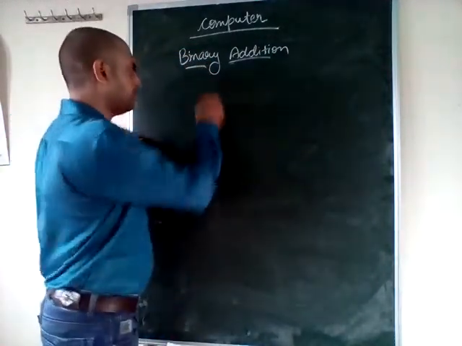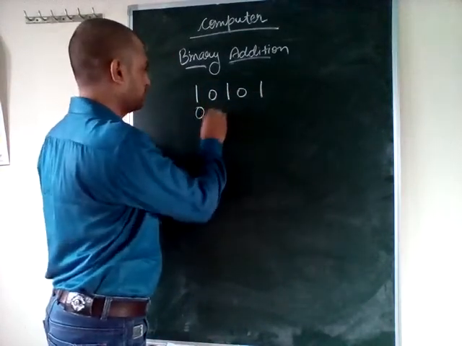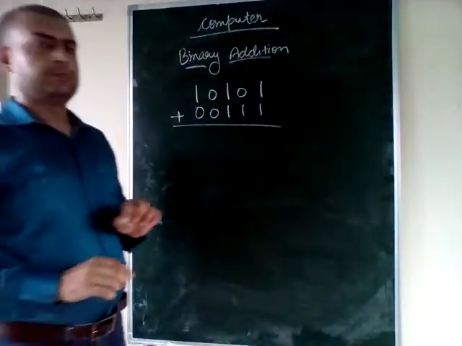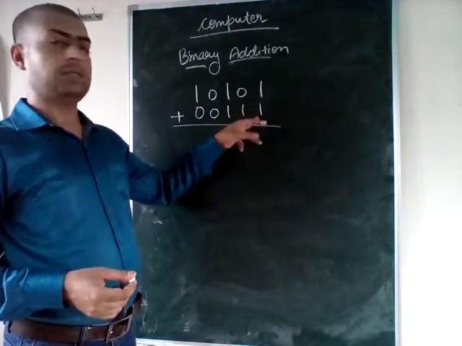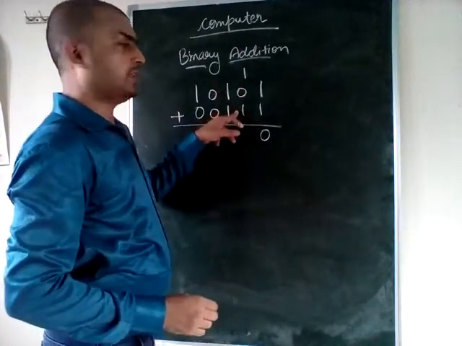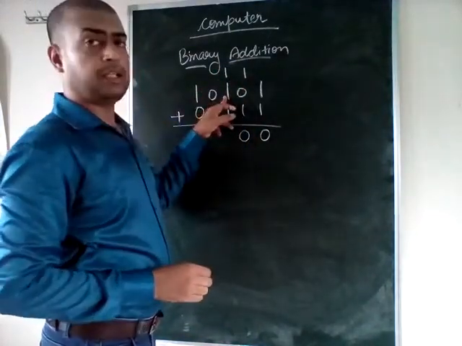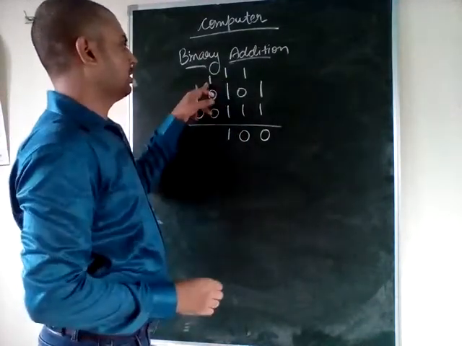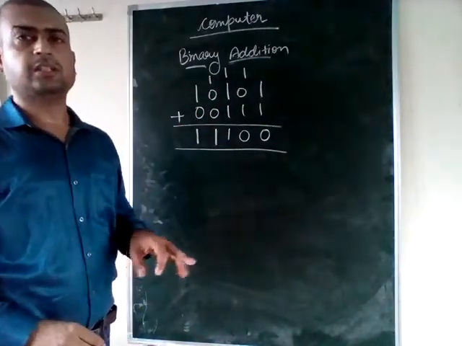1 0 1 0 1, 0 0. The same rule we will apply in this. Think about this. 1 and 1 is 10. 1 and 1 again 10. 1 and 1 is 10, 10 and 1 is 11. Then it is 1 and this is 1. This is the answer of this question.